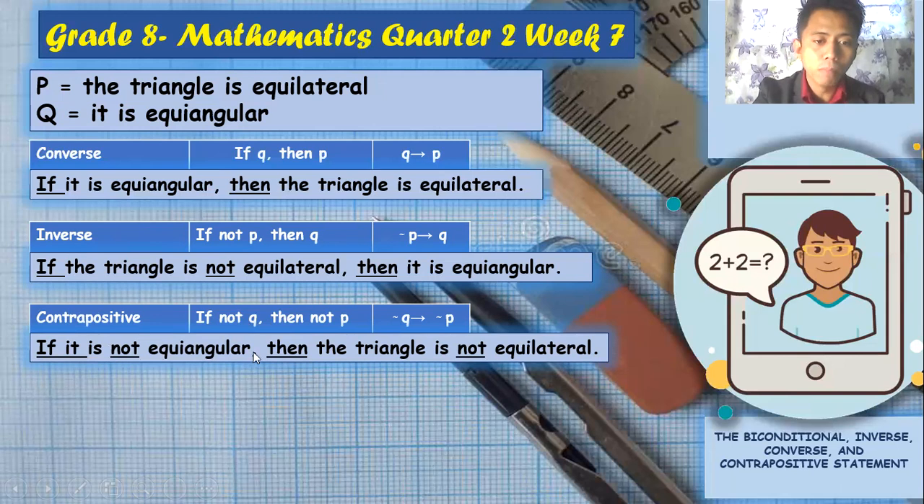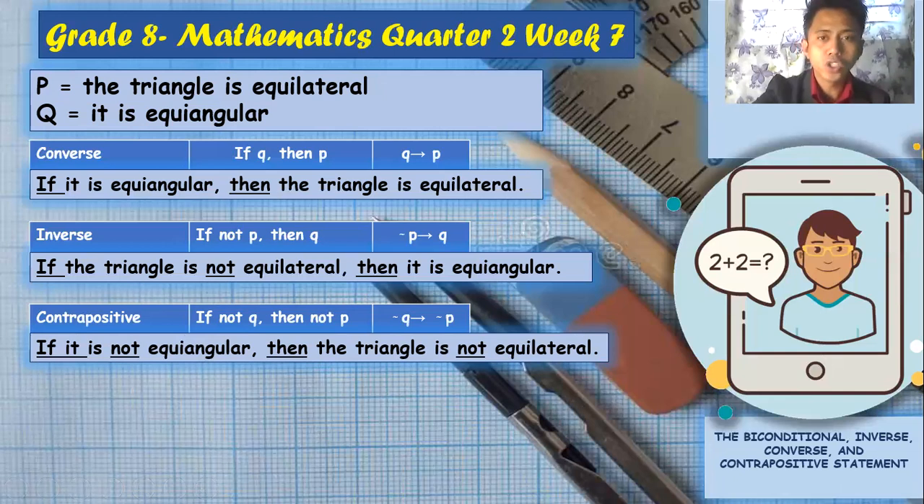Followed by a comma, then copy the word "then", then not P. So we are pertaining to the opposite of P because there's the word "not". What is the opposite of "the triangle is equilateral"? Obviously, the triangle is not equilateral. That's why, by using the contrapositive pattern, we can conclude that our contrapositive statement is: if it is not equiangular, then the triangle is not equilateral. That is the contrapositive statement.